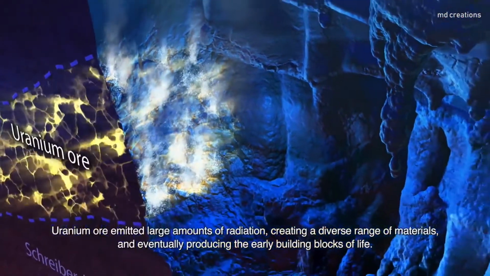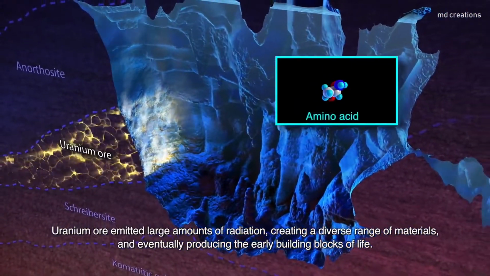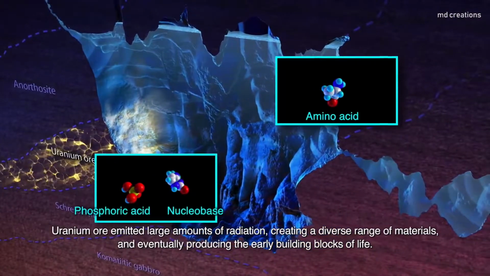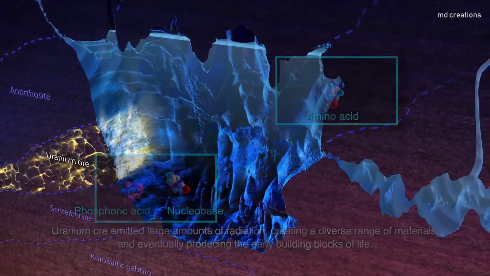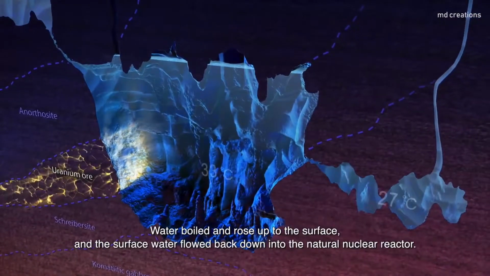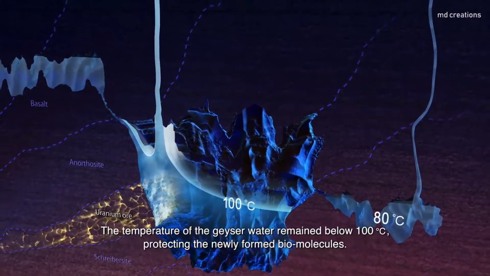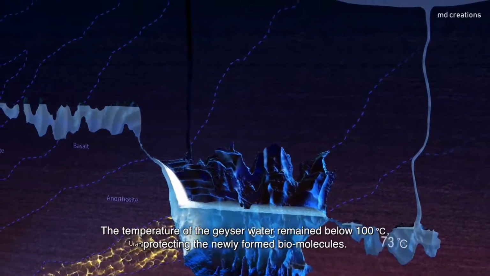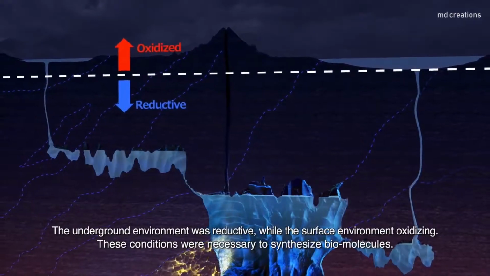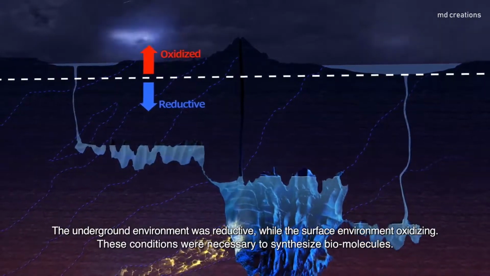Uranium ore emitted large amounts of radiation, creating a diverse range of materials and eventually producing the early building blocks of life. Water boiled and rose up to the surface, and the surface water flowed back down into the natural nuclear reactor. The temperature of the geyser water remained below 100 degrees, protecting the newly formed biomolecules. The underground environment was reductive, while the surface environment was oxidizing. These conditions were necessary to synthesize biomolecules.